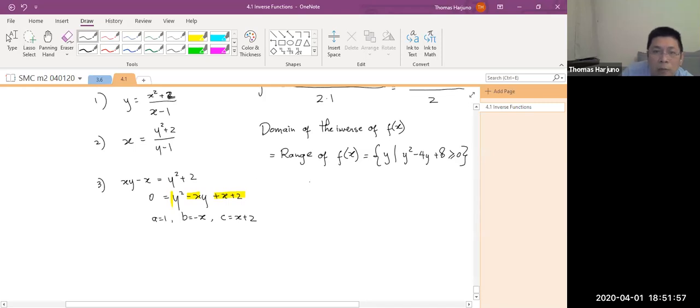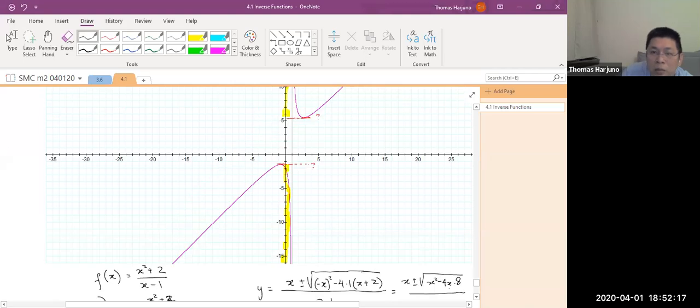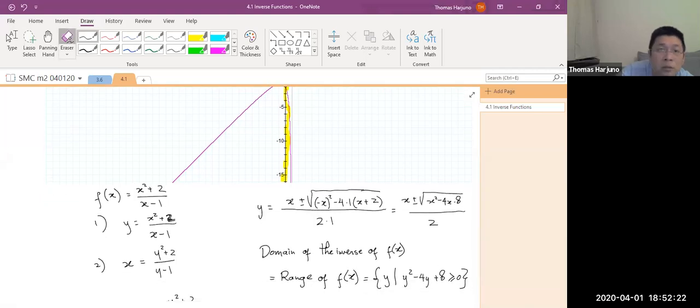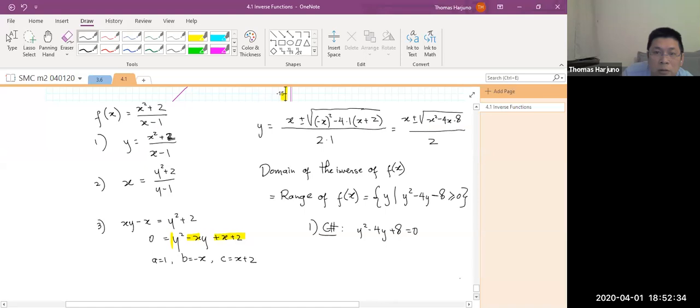Then step 1, critical numbers. y squared minus 4y plus 8 equals 0. Oh, I'm sorry, not plus 8. It should be minus 8. Yeah, minus 8, my bad. I copied it wrong. I wrote it wrong earlier. Erase this. It should be minus.